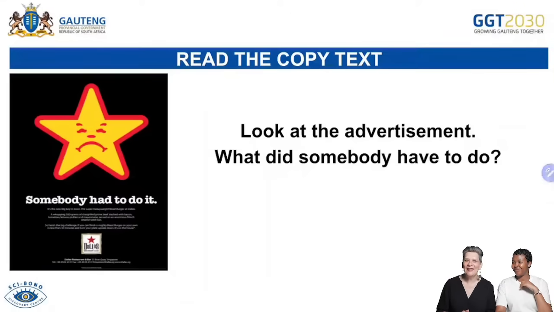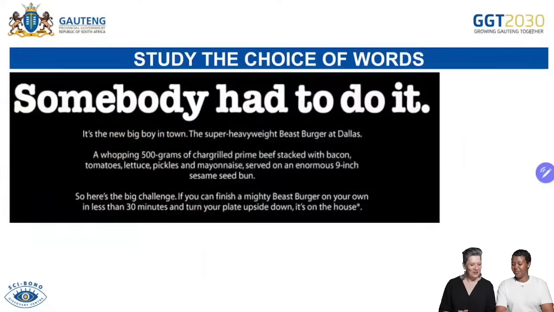Right, so we're busy looking at this advertisement. Now, there's just a star with a face and it's an upside down smile. And it says somebody had to do it, but you have absolutely no clue what it is that needs to be done. Exactly. So let's go to the text. Okay, somebody had to do it. It's a new big boy in town. The super heavyweight beef burger at Dallas.